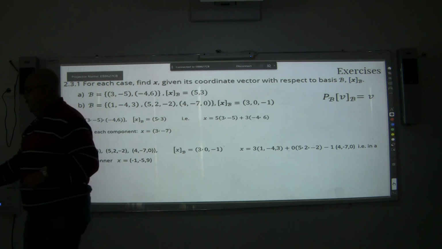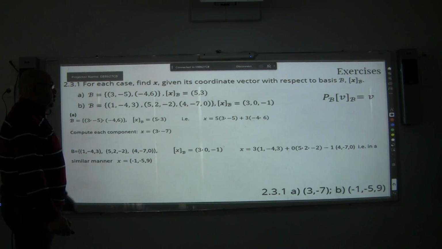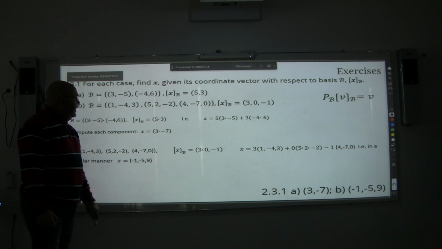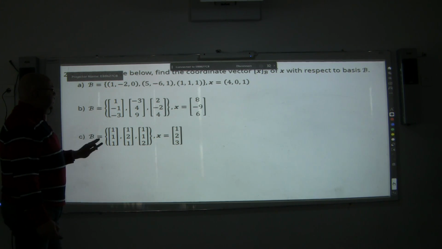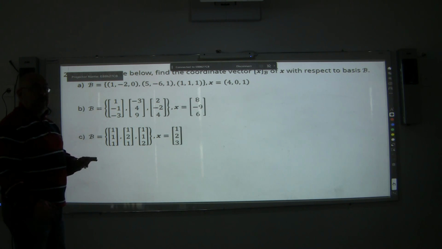Also for the second problem, and this is problem number 1, those are the results exactly as we have: 3 and -7, and -1, -5, and -9. Here it's exactly the same. In each of the following, find the coordinates. I want you to find them.